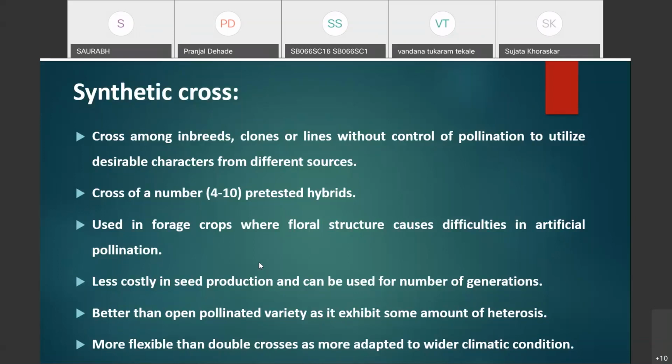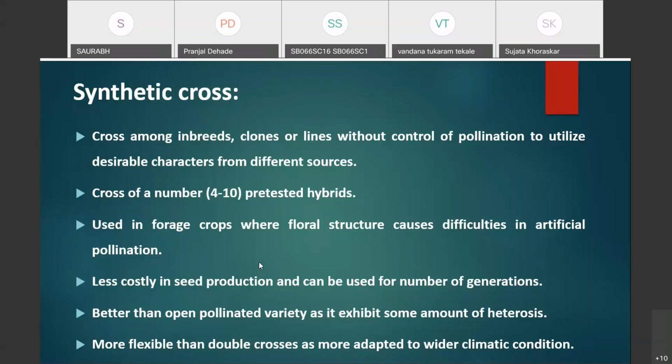But the synthetic crosses are less costly in seed production, and the variety which is produced by this method can be used for a number of generations. Okay, that is the advantage of synthetic crosses over the double crosses. Though not a single variety produced by the synthetic cross is superior or even equal to the double crosses, this method is less costly in seed production, and the variety which is produced can be used for a number of generations.